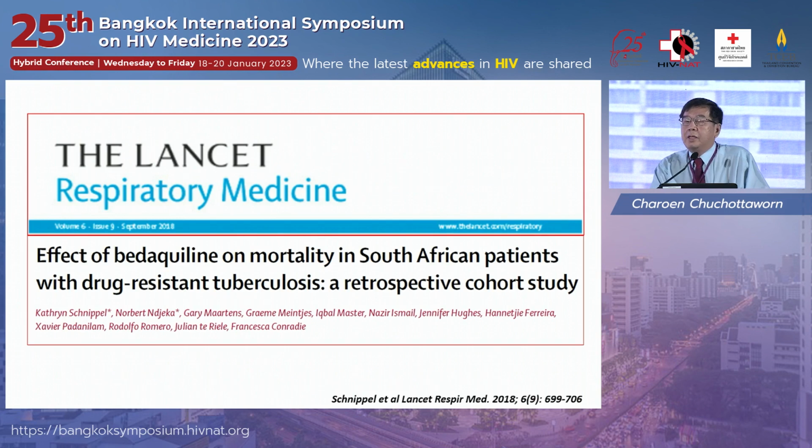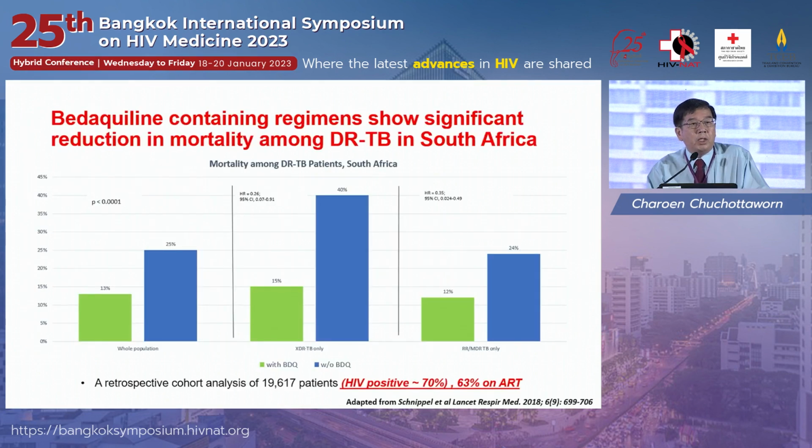And again, the data from South Africa, because bedaquiline was registered with the US FDA on 12 December 2012, and in 2013, bedaquiline was available in South Africa, and they used bedaquiline for drug-resistant TB patients who could not tolerate the aminoglycoside. So in 2018, the South Africa group gathered all the data on the use of bedaquiline and showed that in MDR-TB patients, when you change the aminoglycoside to bedaquiline, you reduce the mortality rate significantly.